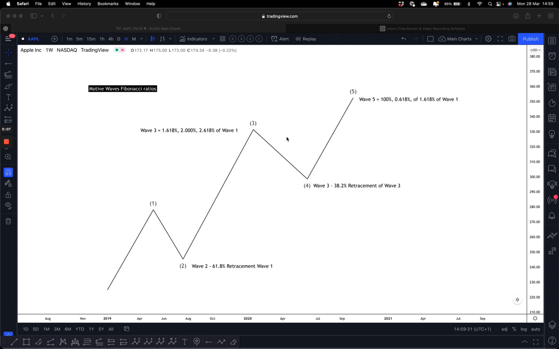In today's video I'm just going to break down the Fibonacci ratios for motive waves. Fibonacci is very common within the financial markets, especially within technical analysis. And one of the strategies where Fibonacci is very popular is within the Elliott Wave Theory.